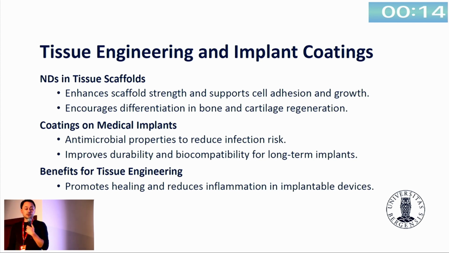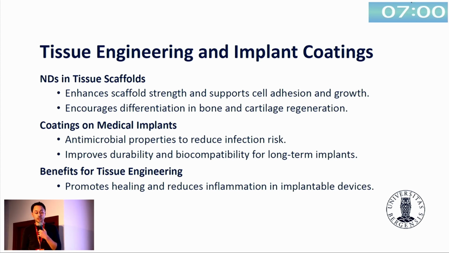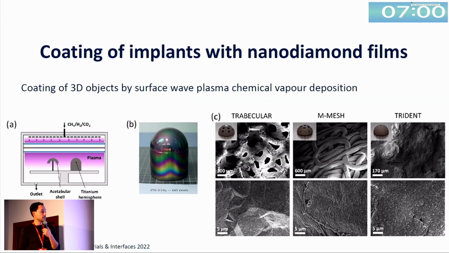In tissue engineering, nanodiamonds have been used to enhance scaffold strength and to support cell adhesion and growth, to encourage differentiation in bone and cartilage regeneration. Nanodiamond can be used to coat implants, and that offers antimicrobial properties to reduce infection risk and to improve durability and biocompatibility for long-term implants, especially load-bearing implants. So the benefit is that it promotes healing and reduces inflammation in implantable devices.